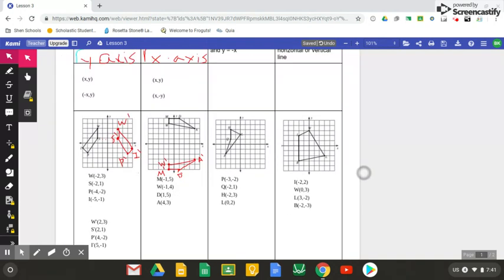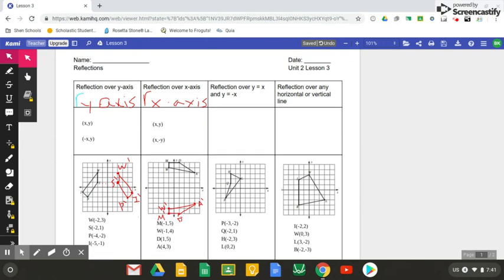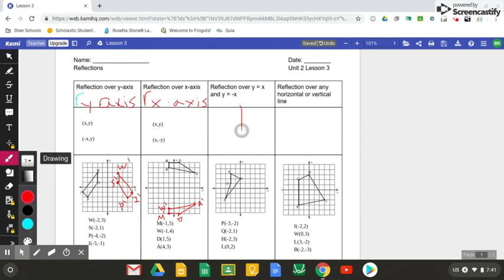All right, and you can write those rules. Then we got our next one. Reflection over the line y equals x and y equals negative x. So both of these, again, the little r, then it's either y equals x or the r, y equals negative x. That's both rules, right? Now it just depends which one it is.